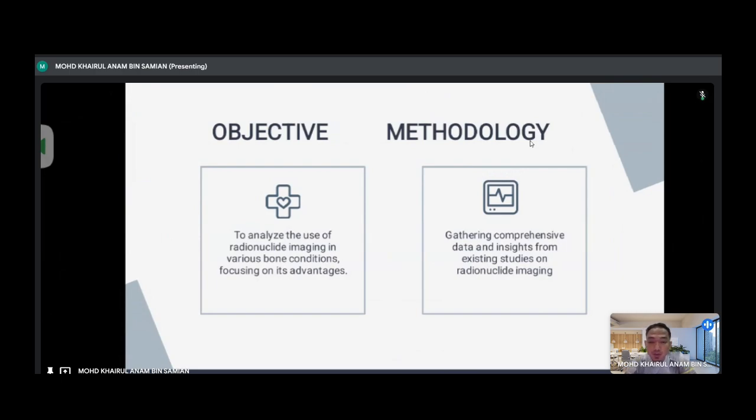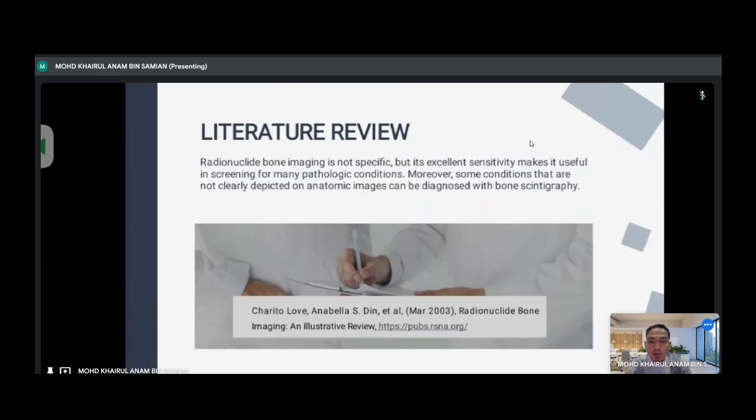The objective is to analyze the use of radionuclide imaging in various bone conditions, focusing on its advantages. The methodology used is gathering comprehensive data and insights from existing studies on radionuclide imaging. Radionuclide bone imaging is not specific, but its excellent sensitivity makes it useful in screening for many pathologic conditions. Moreover, some conditions that are not clearly depicted on anatomic image can be diagnosed with bone scintigraphy.